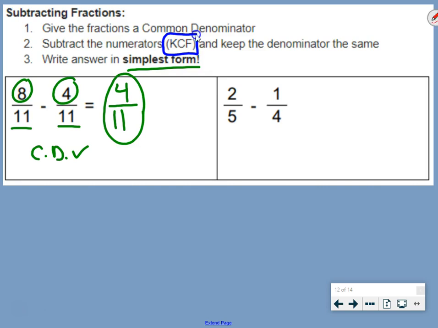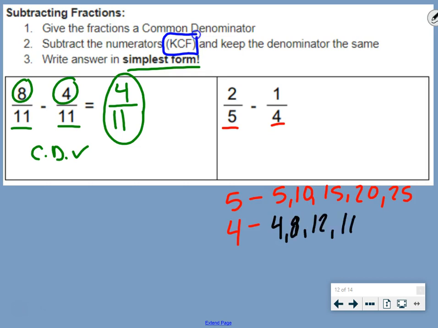Now if we look at the next example, 2/5 minus 1/4, they do not have a common denominator. So we've got to list out those multiples. 5, 10, 15, 20, 25. Start with 5 numbers. If that doesn't give you enough, go further out. And then we have 4, 8, 12, 16, and 20. That's where we find that common denominator, that least common multiple.